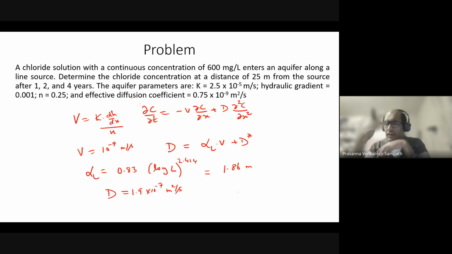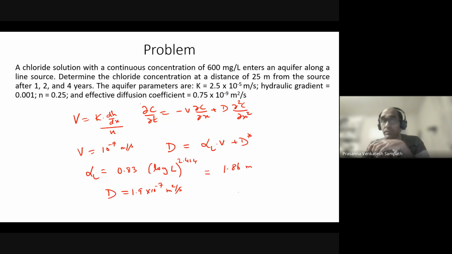So for that, there are some kind of empirical relationships available. Again, don't bother memorizing all these. So alpha L, you use that in this particular problem, and then you figure out what alpha L is, and then once you have that, you can find out the dispersion coefficient, and that comes to around 10 power minus 7 meter square per second.